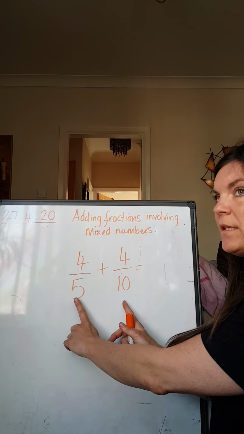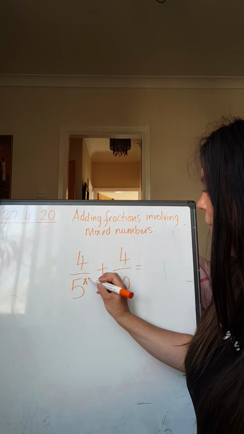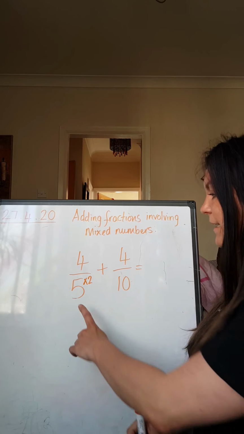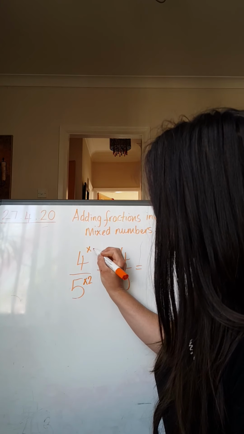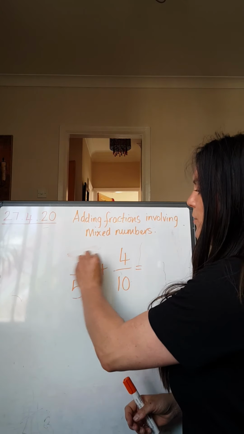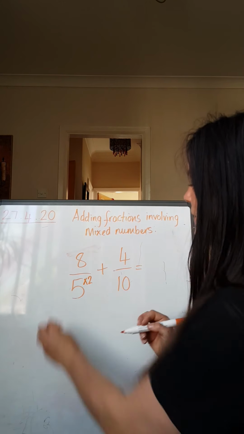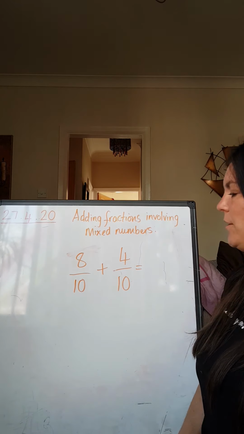Why can't I do it? Because the denominators are different. So let's make them the same. If I times 5 by 2, I can turn it into 10. Whatever I've done to the bottom, I must do to the top. Don't forget that bit. The new fraction is going to be 4 times 2, which is 8, 5 times 2, which is 10, which is what I wanted to turn it into, tenths.